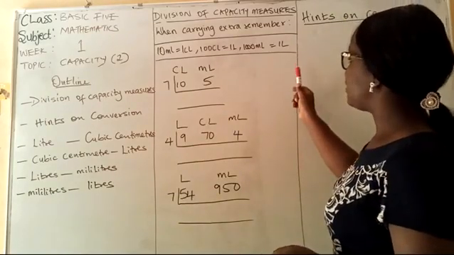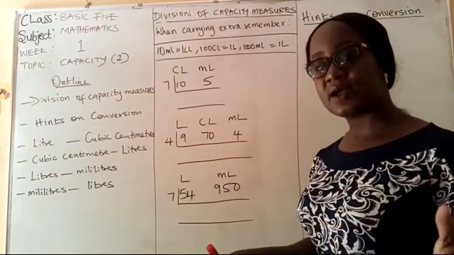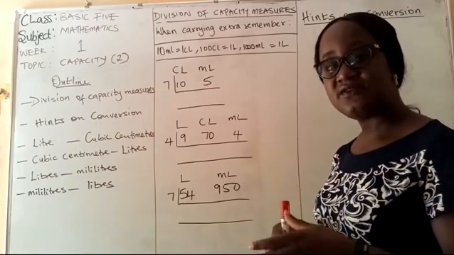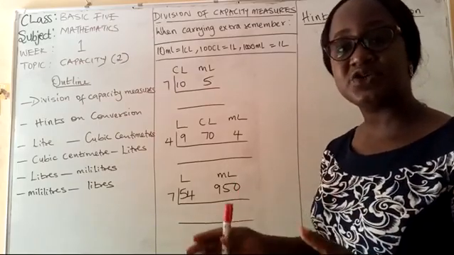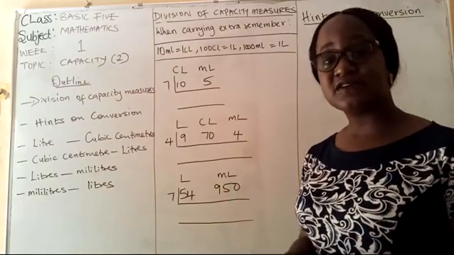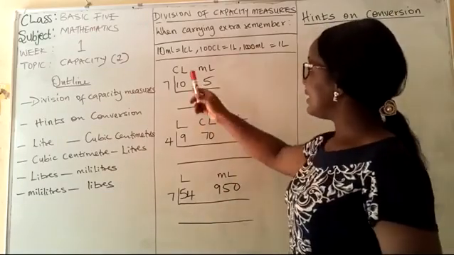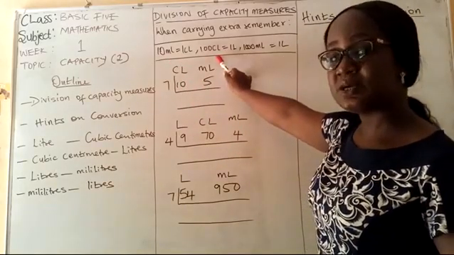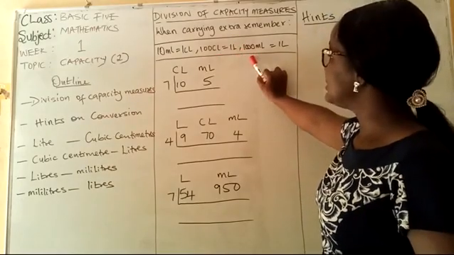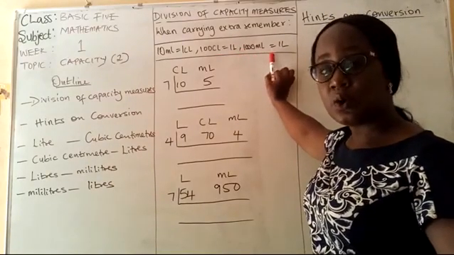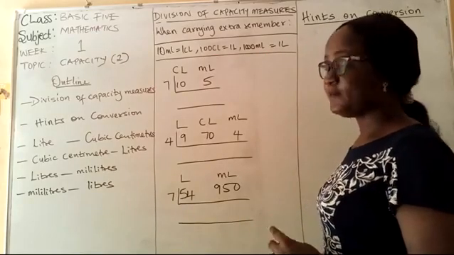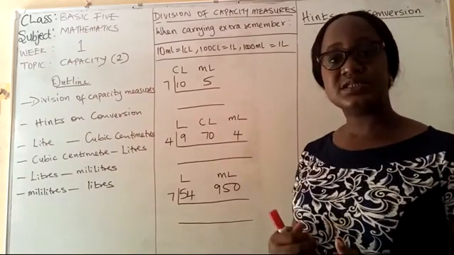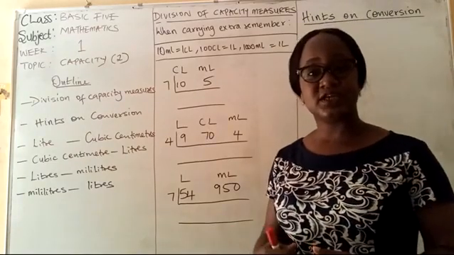Now, when carrying extra, remember we've talked about when carrying extra, when borrowing. These are what you should have in mind. If you know the relationship between the various units of capacity measures, you can comfortably solve, right? Okay, now remember that 10 milliliter will give you 1 centiliter. 100 centiliter will give you what? 1 liter. Whereas 1000 milliliter will give you what? 1 liter. Okay?